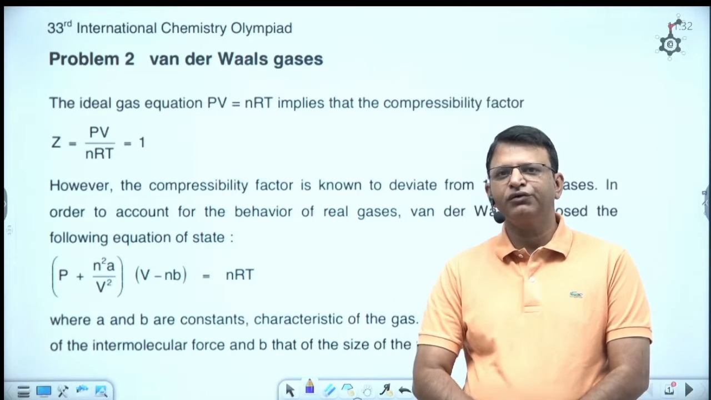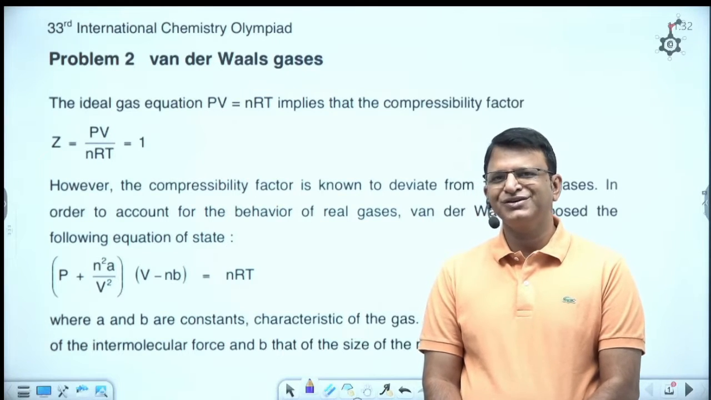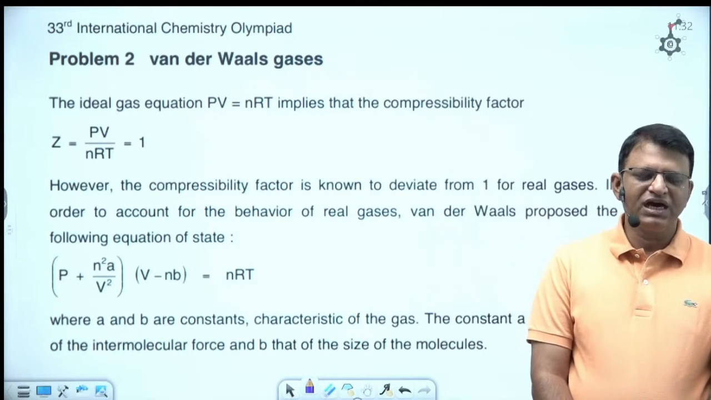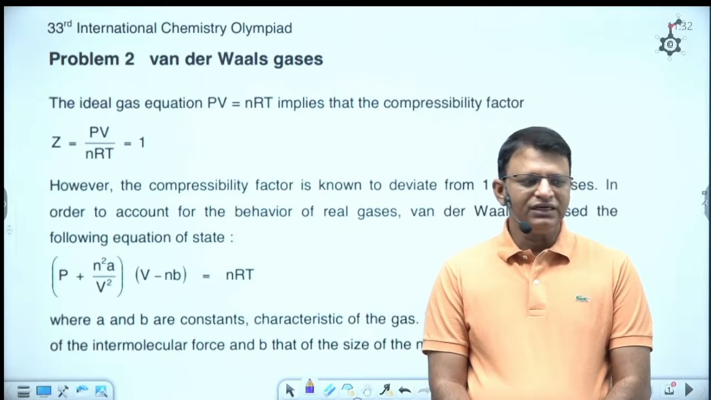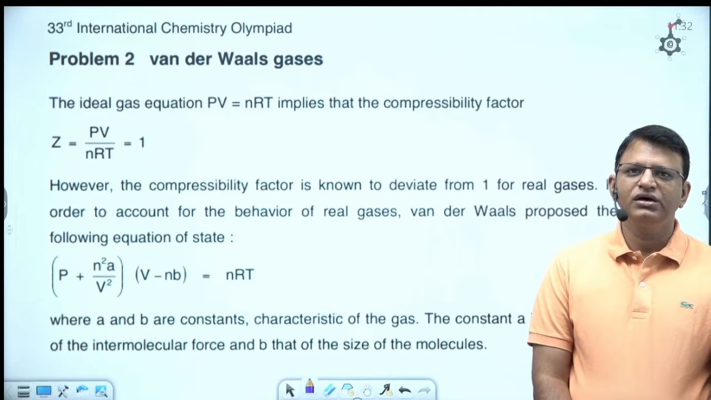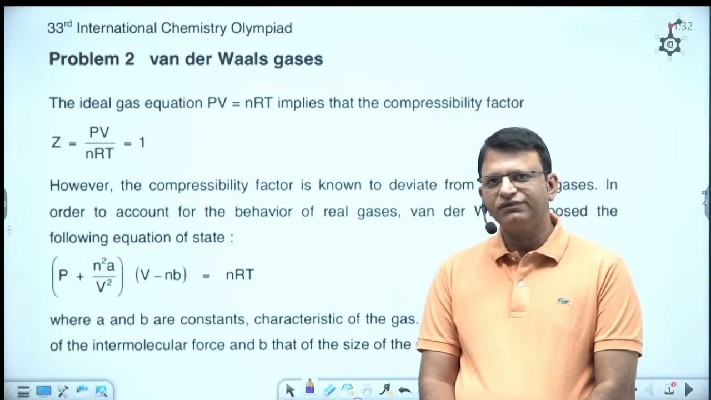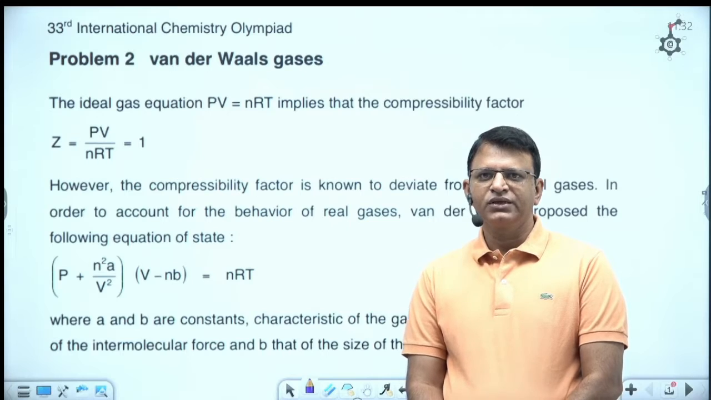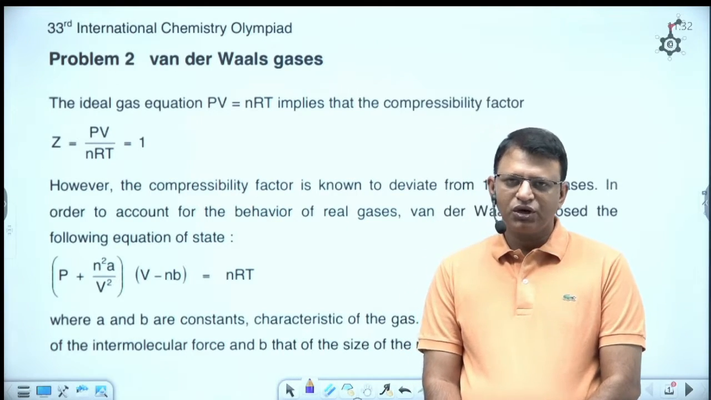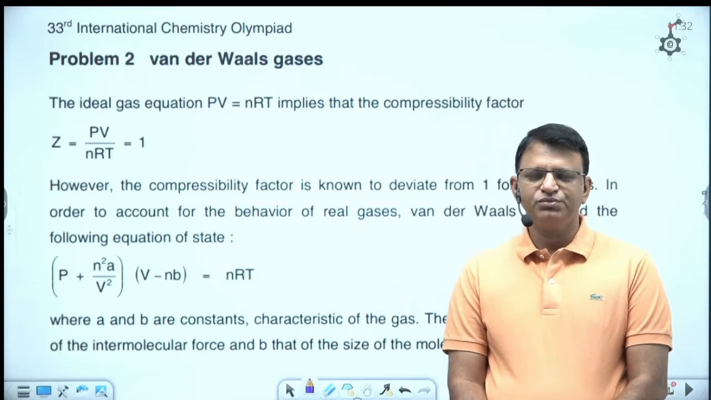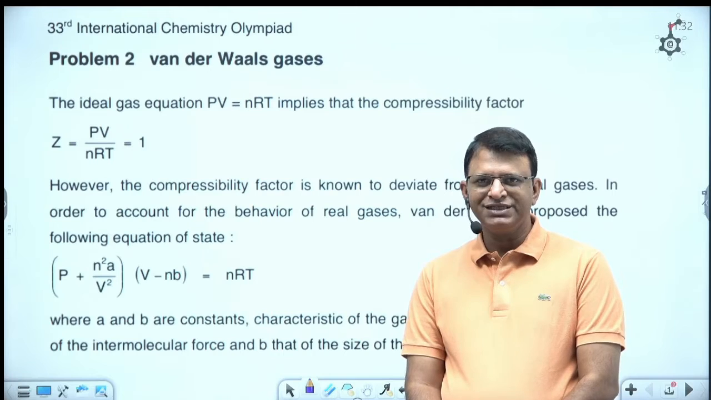So we know that van der Waals real gas equation is (P plus n square A upon V square)(V minus nB) is equal to nRT, where A and B are constant. These are characteristic constants of the gas, and A is related to intermolecular force of attraction and B is related to the size of real gas molecules. So already we know that A and B for a particular gas is not going to vary with temperature, pressure and volume, but for different gases the value of A and B is different.